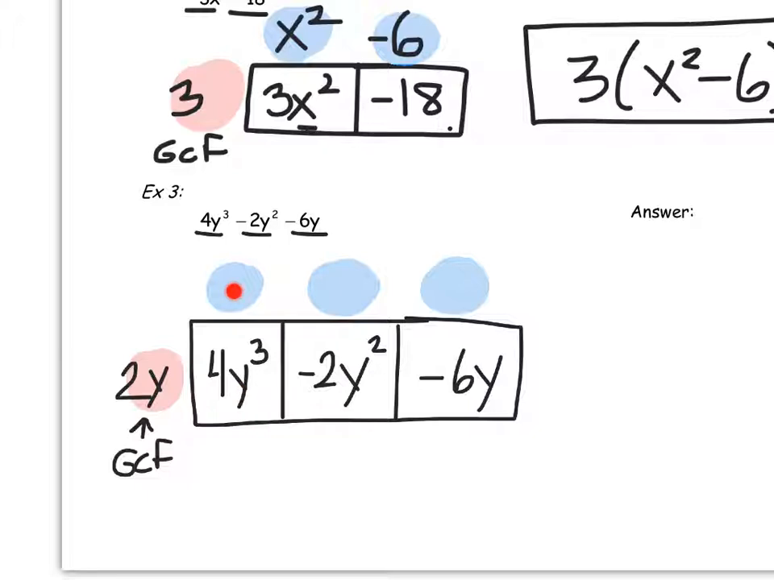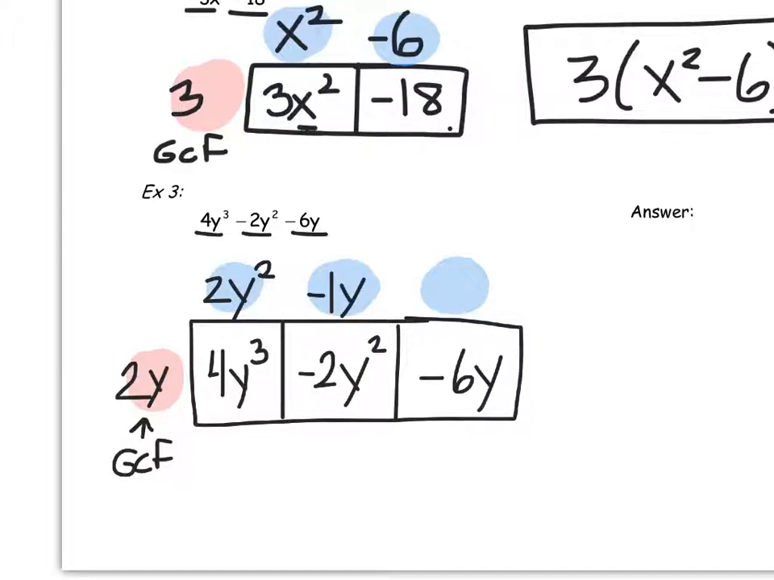Now I have to make 2y into 4y cubed by multiplying. So I need a 2, because 2 times 2 is 4. And I need a y squared, because y times y squared is y cubed. Here, I need this 2 to multiply something to get negative 2, and that would be negative 1. And I also need this y to become y squared, so I need a y.